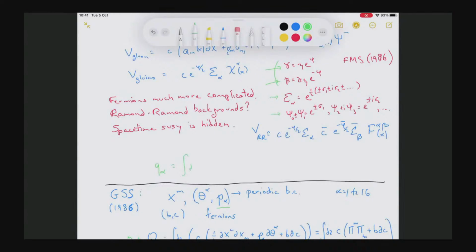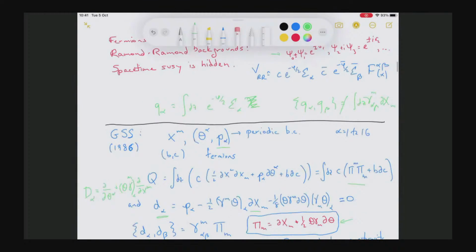So it's something like the integral of dz e to the minus phi over 2 sigma alpha. That's a space-time supersymmetry generator, what's called in the minus one-half picture. But as we'll see, Q alpha with Q beta in the RNS formalism is not the usual space-time supersymmetry generator. It's not equal to the integral of dx gamma m alpha beta dx m. That's essentially one way to see that space-time supersymmetry is not manifest. So that's essentially the disease we're going to cure in this generalized RNS.